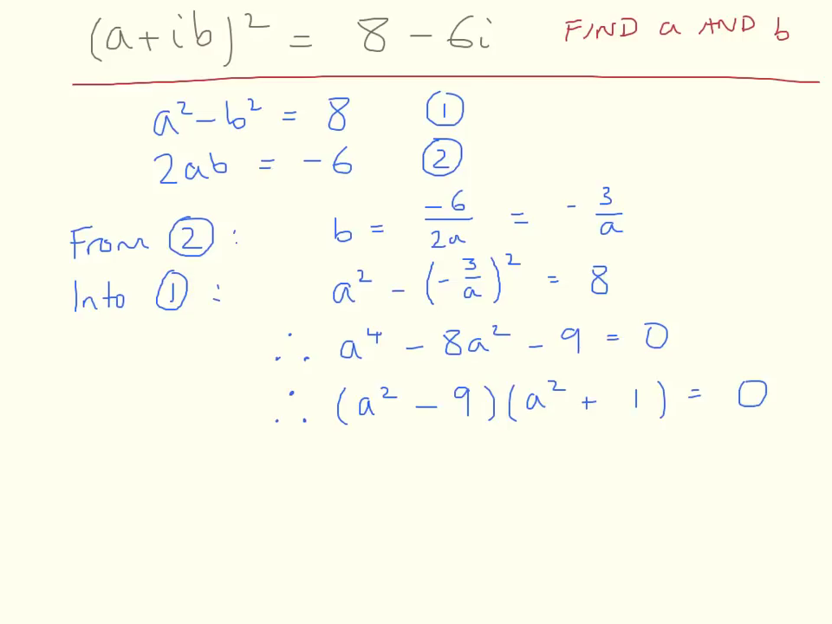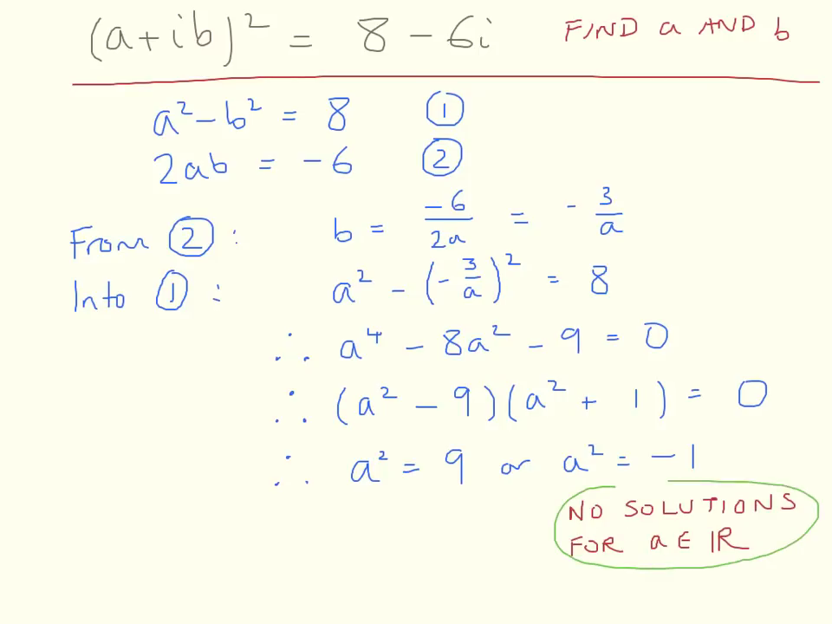This is what you get, and don't forget the equals 0. So we get a squared equals 9 or a squared equals minus 1. Obviously from a squared equals 9 we can get a equals plus or minus 3. What about a squared equals minus 1? What a lot of students try to do is say therefore a equals plus or minus i. And this is very wrong. Why? Because the question said that a was a real number. We should write this note to explain why we're not going any further with this bit. So the only solutions for a are plus and minus 3.